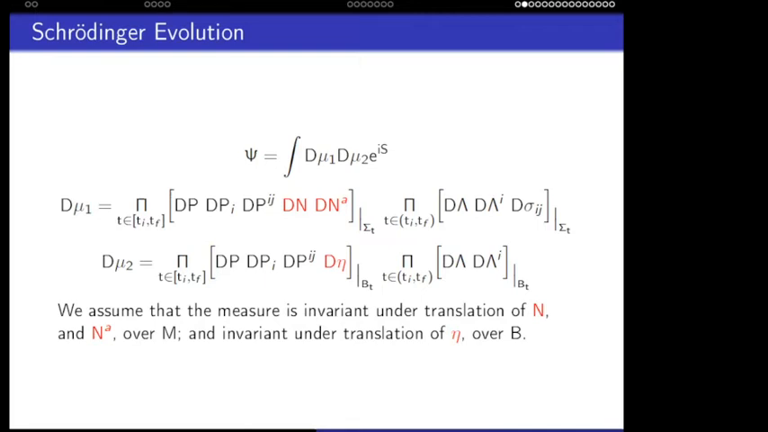This assumption here, we are assuming that the measure is invariant under the translation of n and n^a. This assumption is the one that leads to these two equations.